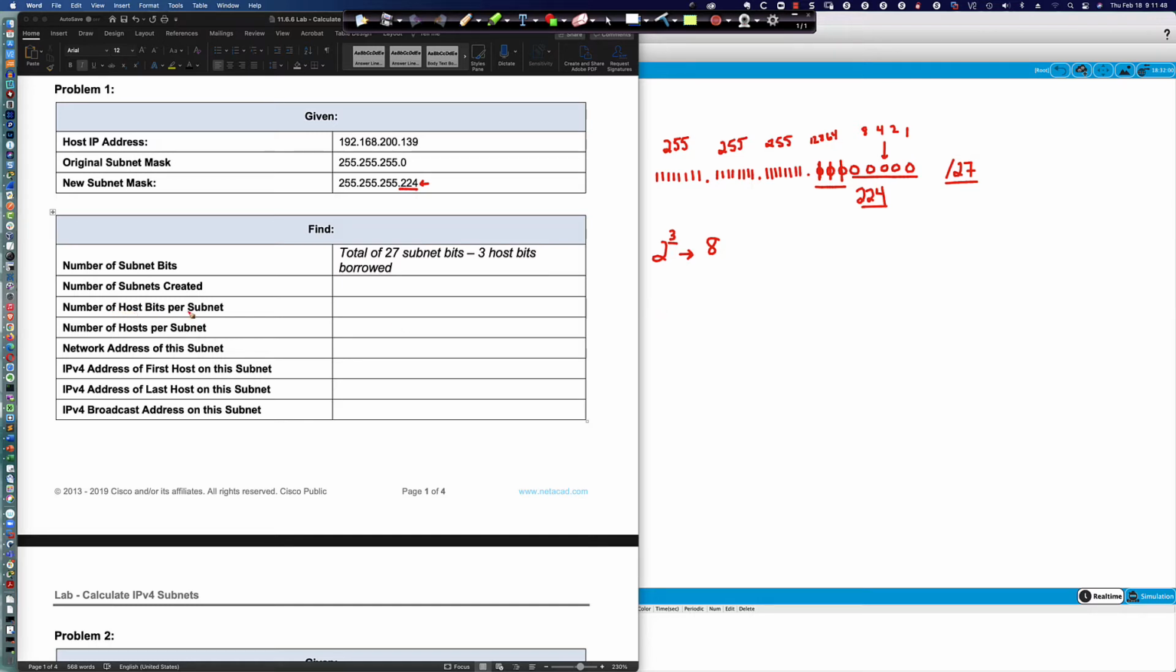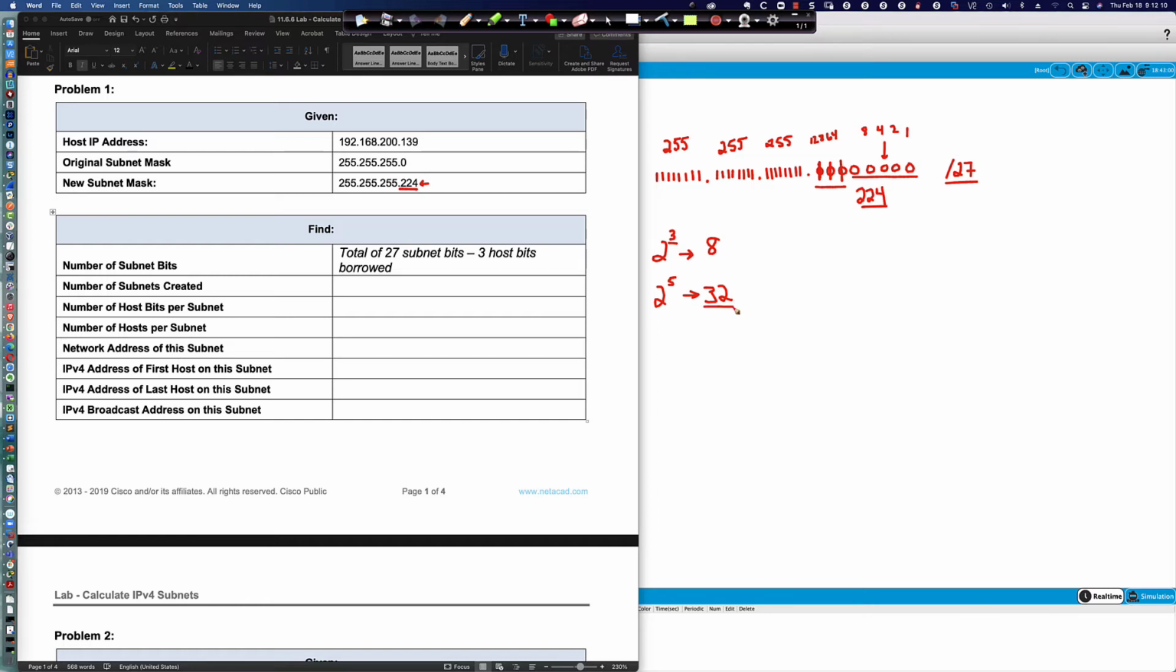And so that's kind of easy to see. So total number of host bits is going to be 5. So number of hosts per subnet, so 2 to the 5. And we did 2 to the 3, right? So 2 to the 4 would be 16. 2 to the 5 would be 32. And so we're going to go ahead and put down 32.